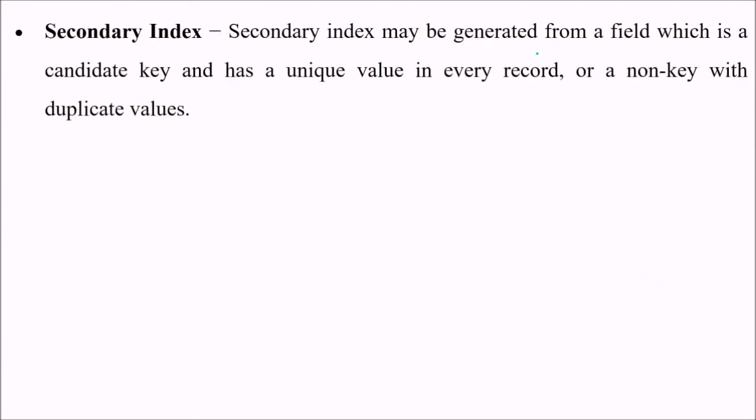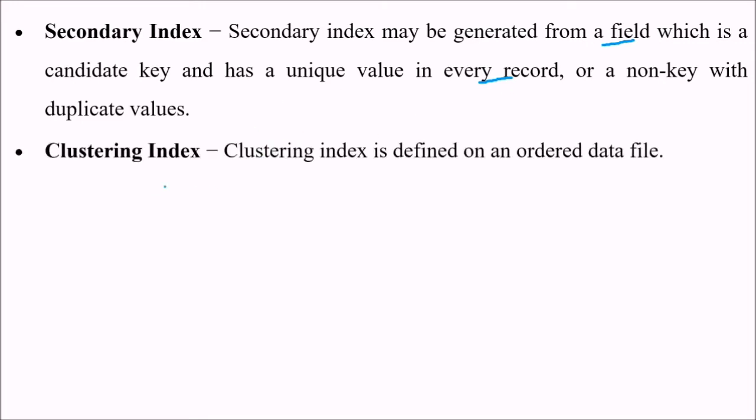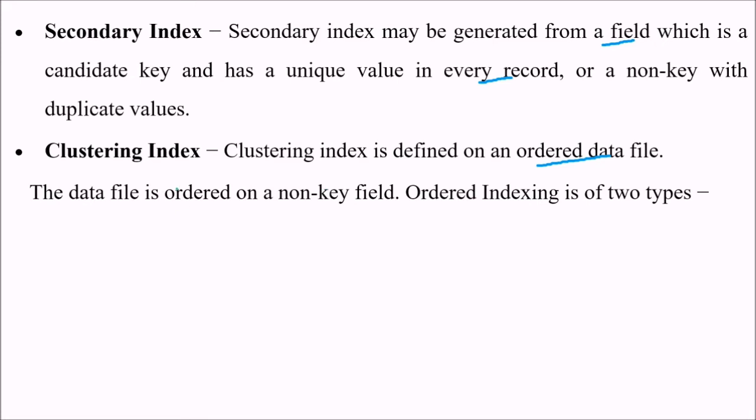Then we can have a secondary index. A secondary index may be generated from a field which is a candidate key and has a unique value in every record, or a non-key with duplicate values. The third type of index is the clustering index. A clustering index is defined on, again, an ordered data file, ordered on a certain non-key field.